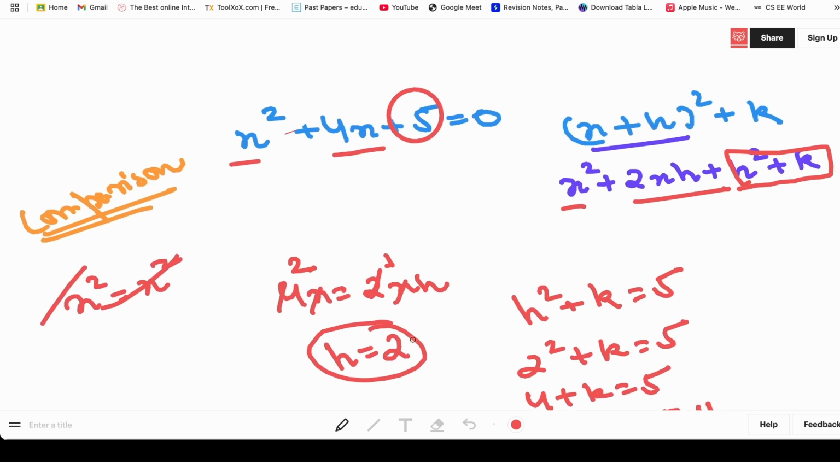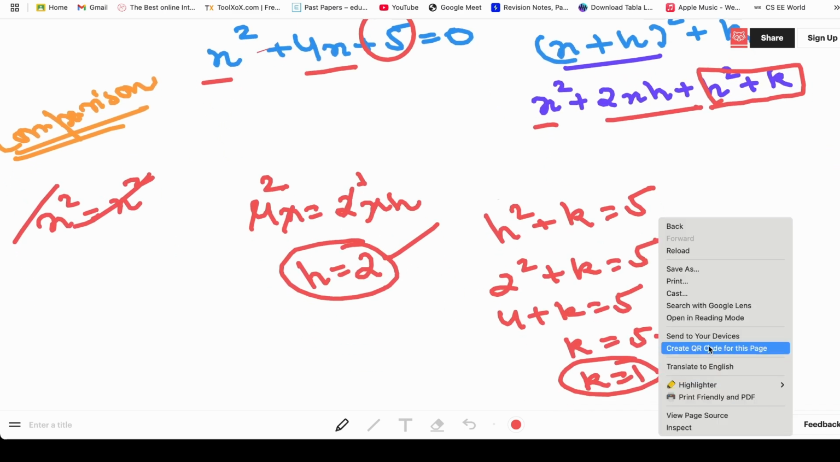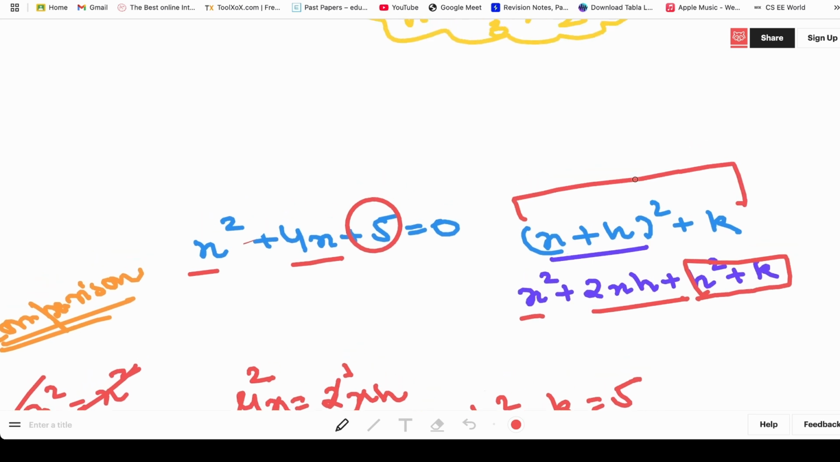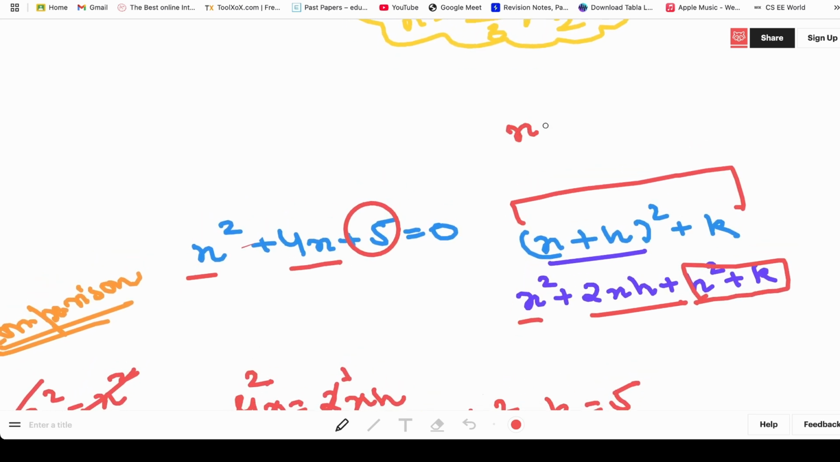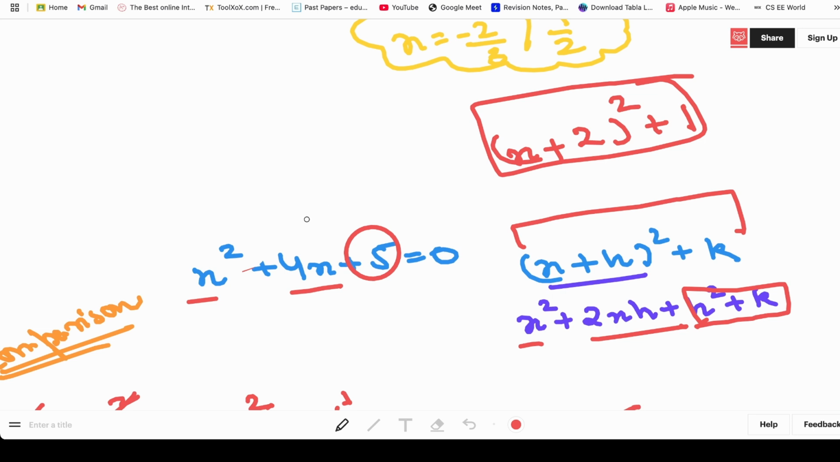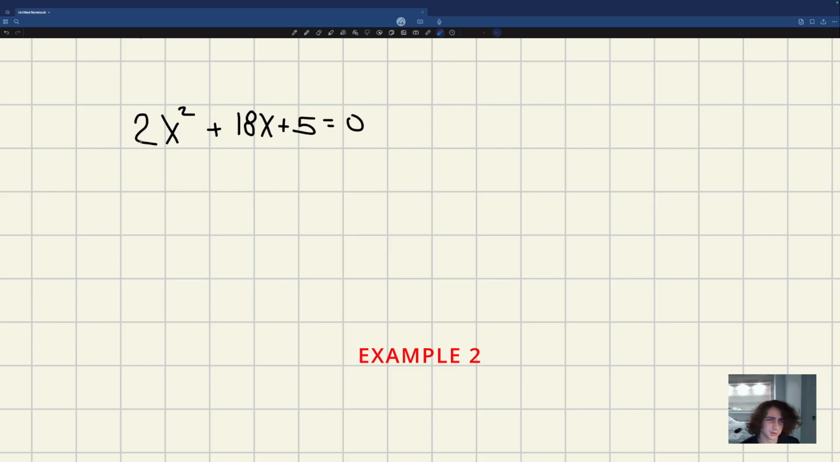Now since we have got the values for h and k, the last step that we want to do is we just want to put everything here. So this becomes x plus h value is 2. So x plus 2 whole square plus 1, because k's value is 1. So there you go. This equation is expressed in this format, which is the reverse of completing the square, another method called the comparison method. So what we do is we just get rid of the 2.